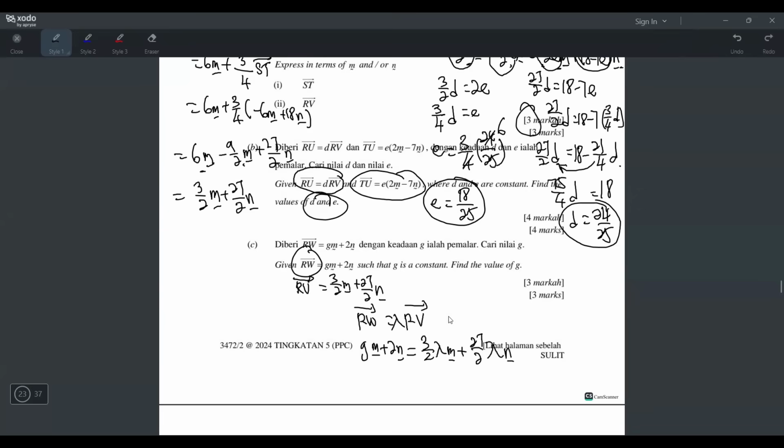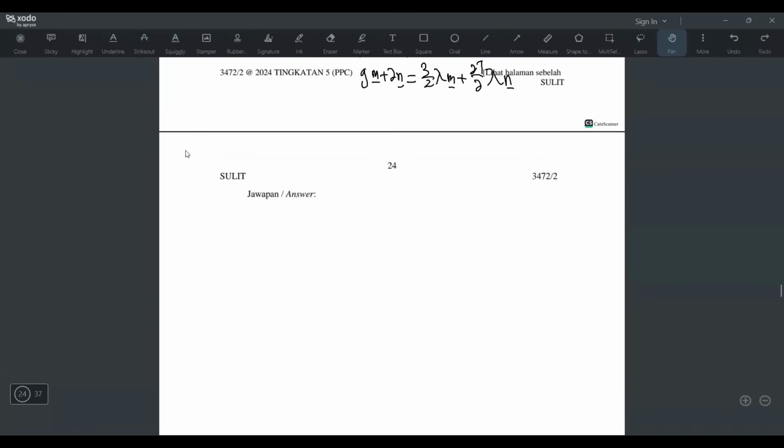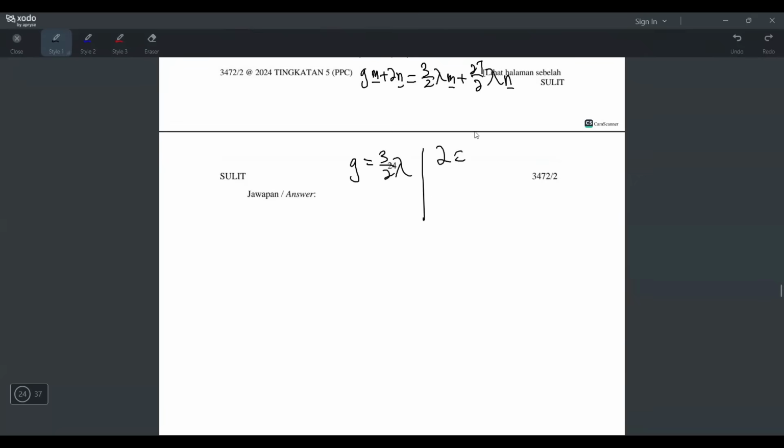And now you will compare, right? Just compare the coefficients. When you compare the coefficient of m, it will be G. On the other side, what is the coefficient of m? 3 over 2 lambda. Now for the coefficient of n, 2 equals 27 over 2 lambda. I can find lambda first, then substitute inside here, right? So 2 times 2, 4 over 27. And then substitute here, G equals 3 over 2 times 4 over 27. The 3 can cancel top and bottom, so 9, and this one also can cancel 2. So the answer is 2 over 9. That is my G answer.